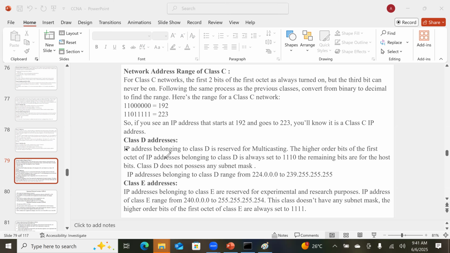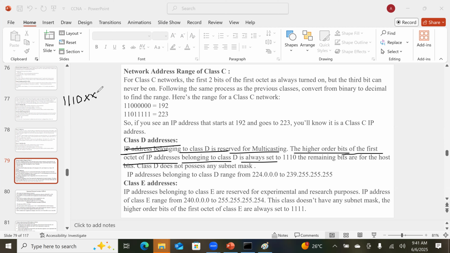Next, we have the class D address. As already said, class D and class E don't have any kind of subnet mask. Now we'll see what the range is and how they designed this one. IP addresses belonging to class D are reserved for multicasting, and the higher order bits of the first octet are set to 1110. That means the first 4 bits of the first octet are reserved as 1110 and the remaining are variable.